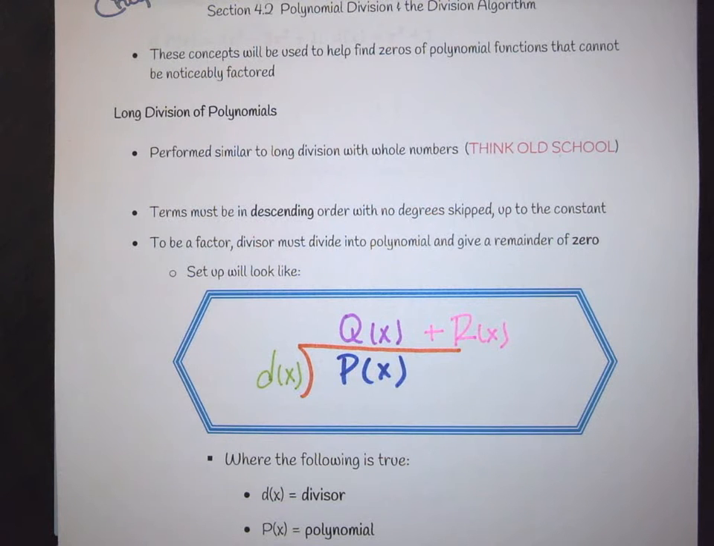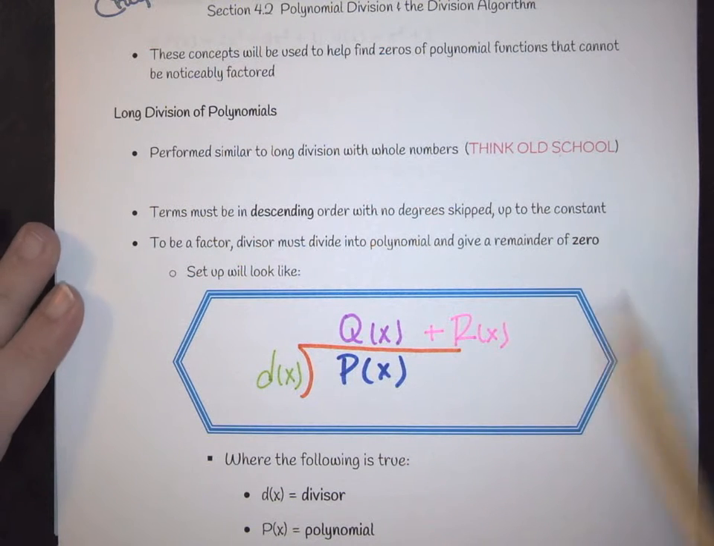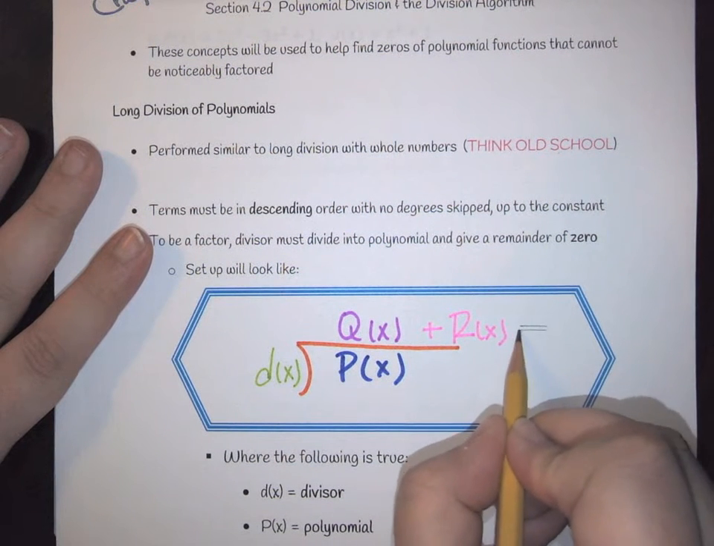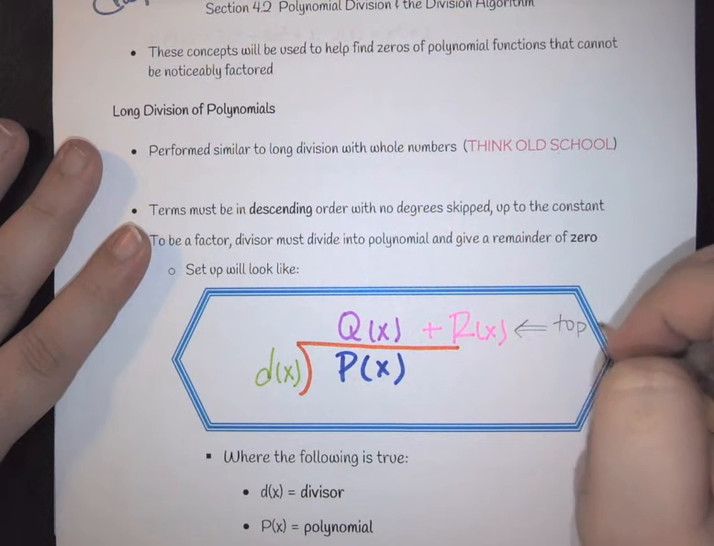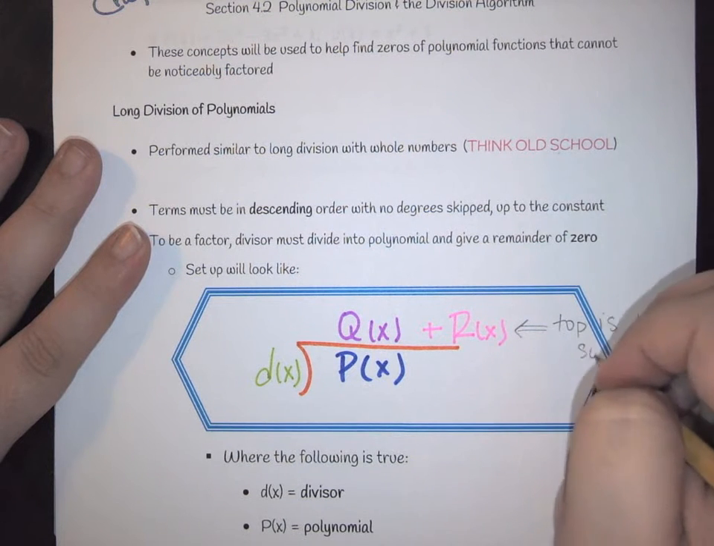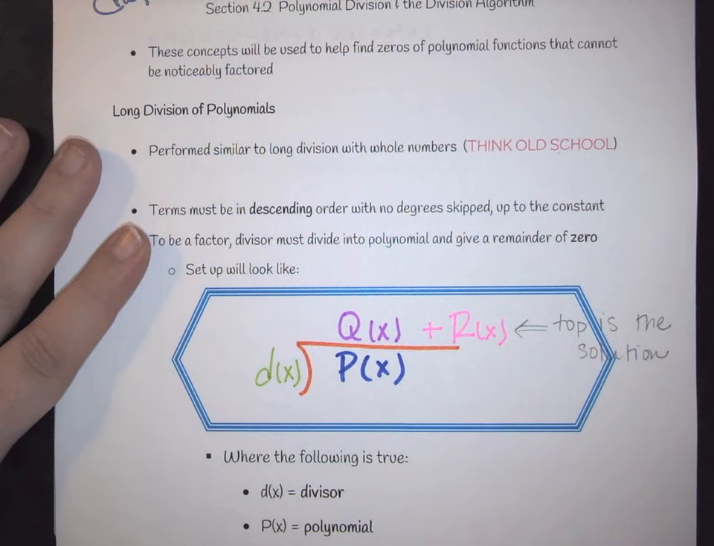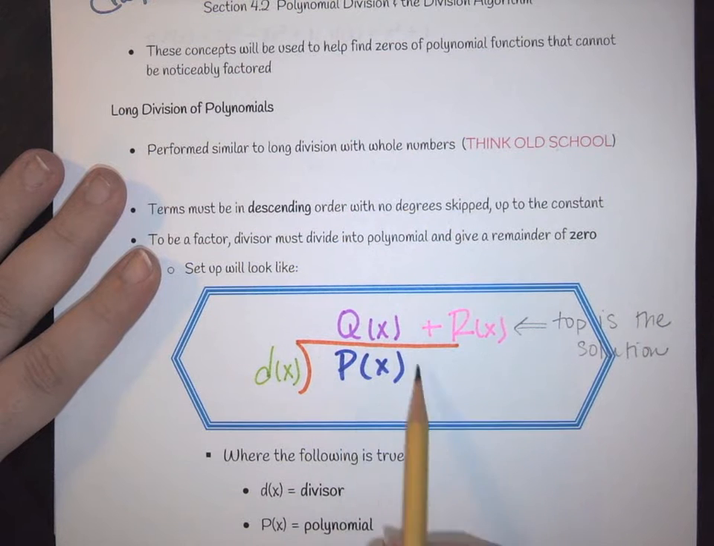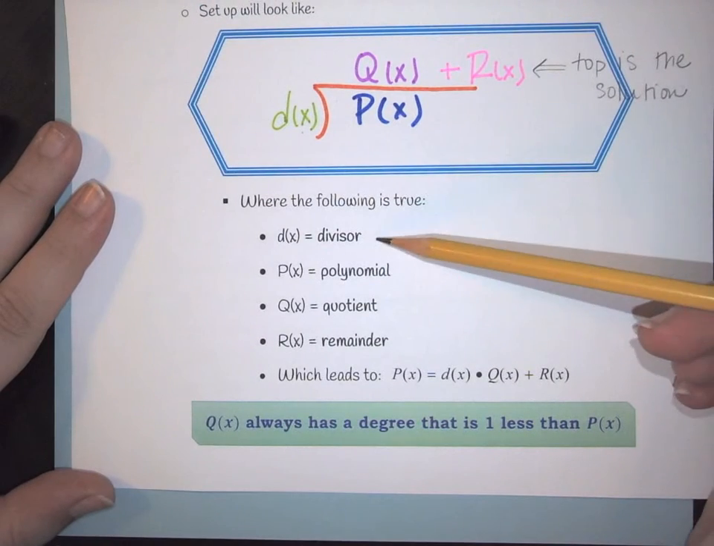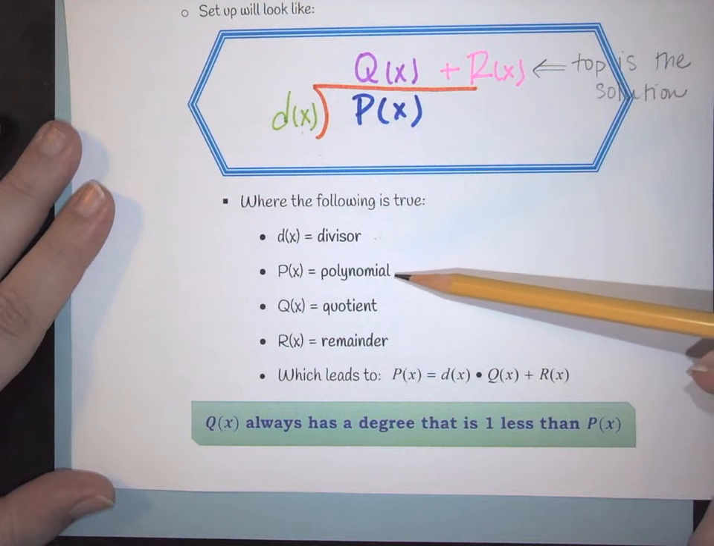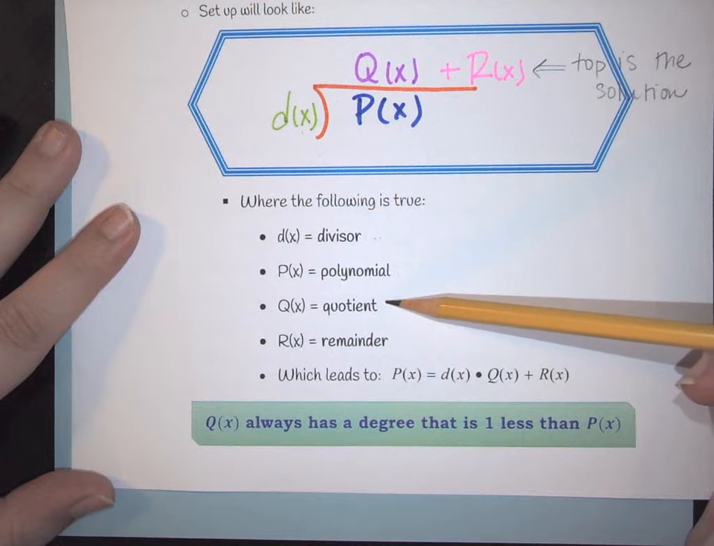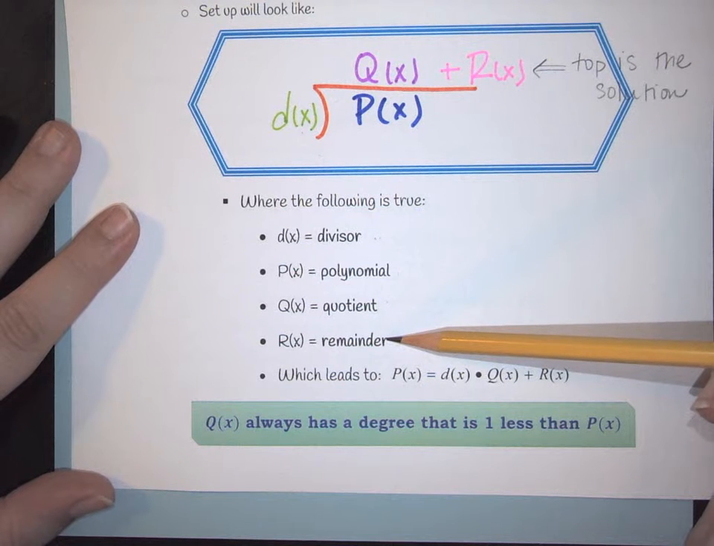That is how you're going to set up all of your division problems. Remember, the numerator, or the top, is the solution. What's inside the division is the polynomial you want to reduce, and what's outside is your divisor. So again, the reminders: your divisor is d of x, the stuff on the outside. The polynomial is p of x. Your quotient or solution is going to be q of x, and the remainder, the pieces left over, is r of x.